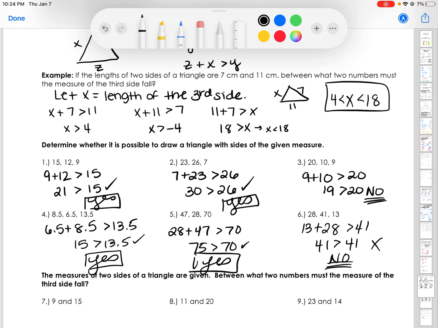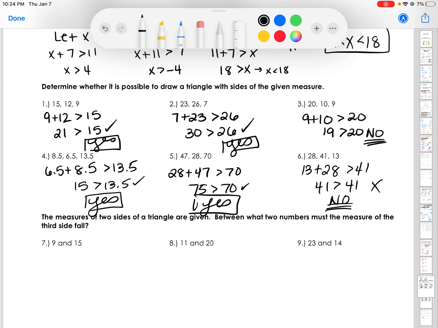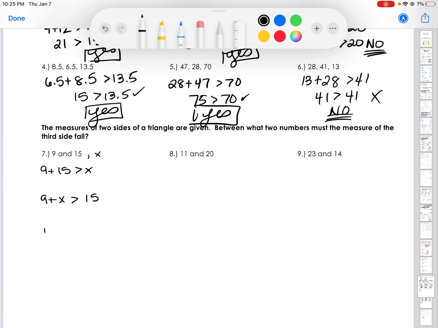All right, lastly, we have that the measures of two sides are given. And then again, between what numbers must that third side be, which is what we were doing before. So we want to set up our inequalities. So we'll use 9, 15, and x as our third side. So we want to make sure that 9 plus 15 is greater than x. We want to make sure that 9 plus x is greater than 15. And we want to make sure that 15 plus x is greater than 9. All right, so 9 plus 15, that's going to give us 24. Or we could rewrite that as x is less than 24.